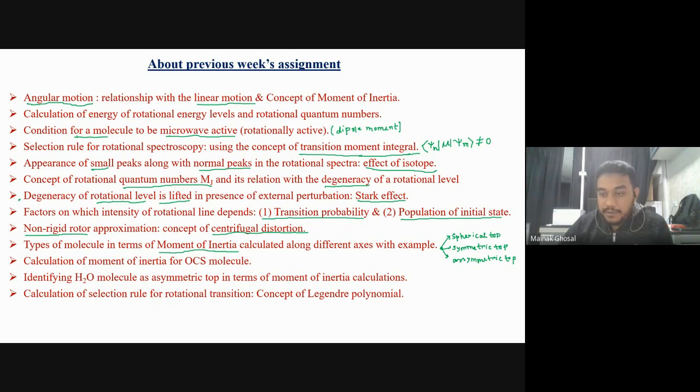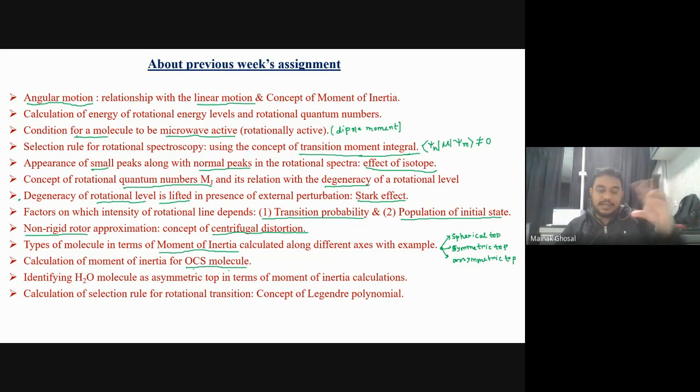And for the symmetric top, it was shown that it could be of two types: one could be prolate, one could be oblate. It was also shown which molecules fall under the prolate configuration and which under the oblate configuration. And then there was a calculation for the moment of inertia of the OCS molecule, which was shown also.